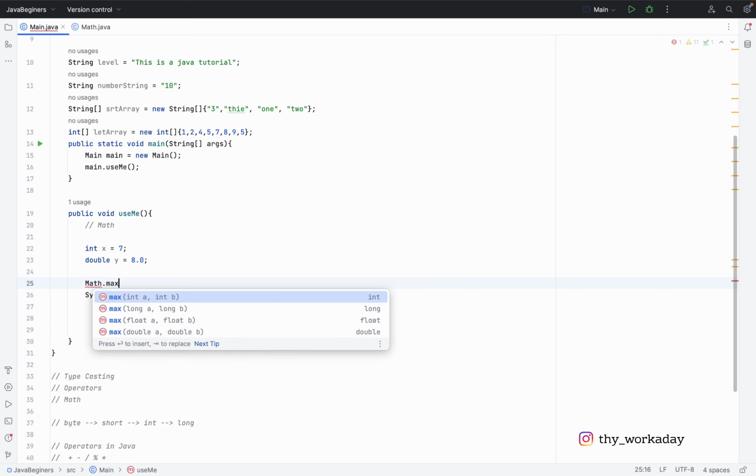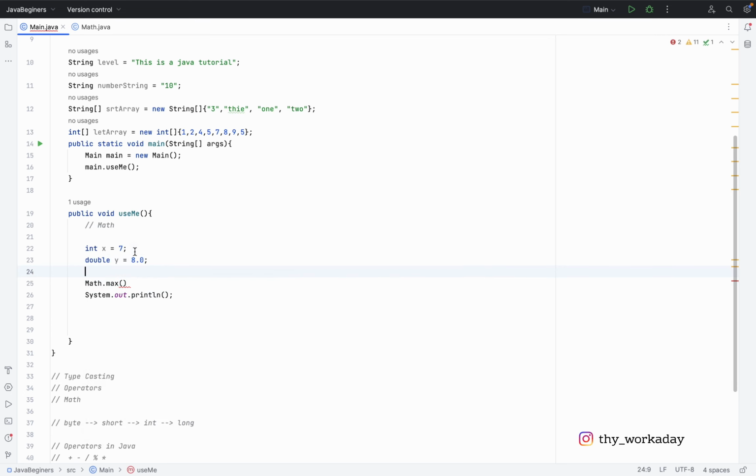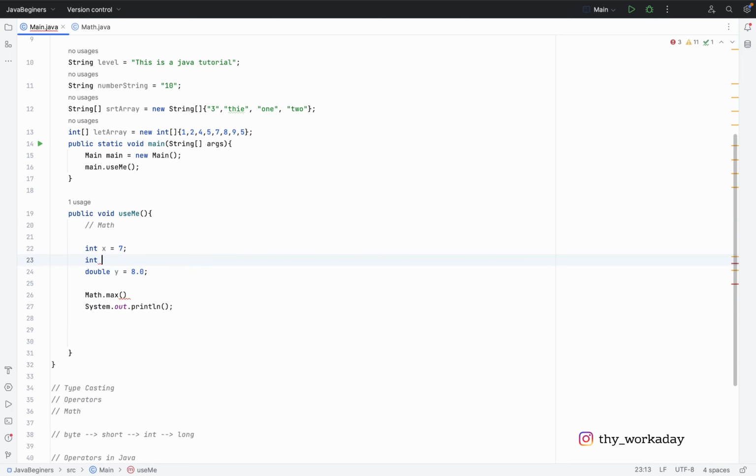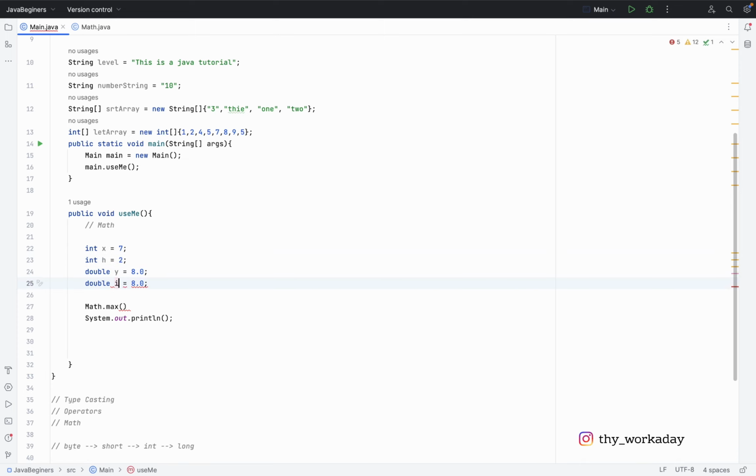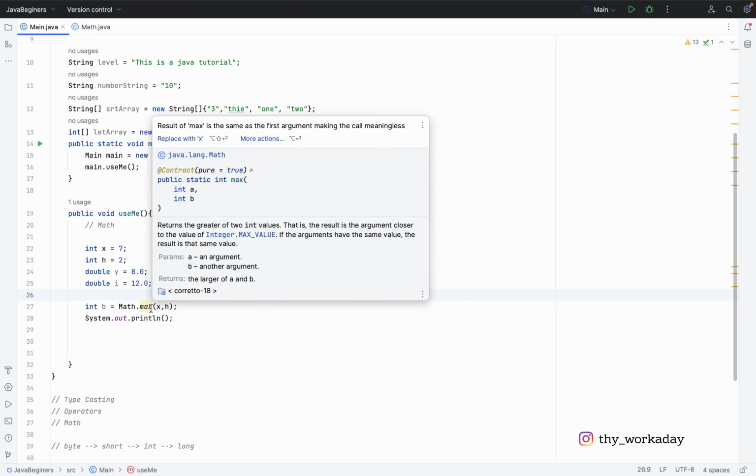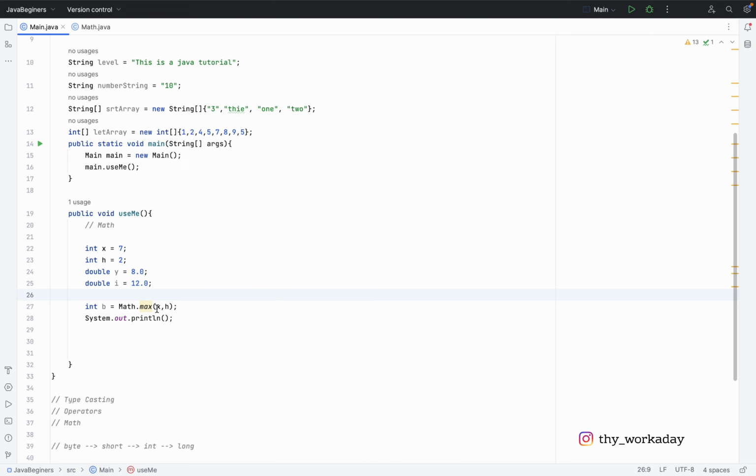First we have used Math.max. We assign two int values, one is 7 and the other is 2, and then two double values, one is 12. With Math.max you have to give two parameters, and it will return an integer. It compares these two values and returns the highest value, stored in b. It can return an integer as well as a long, so you can use var itself.